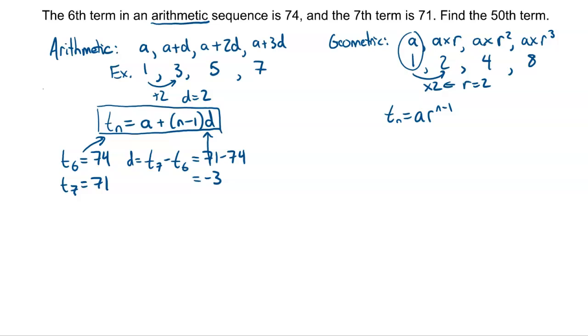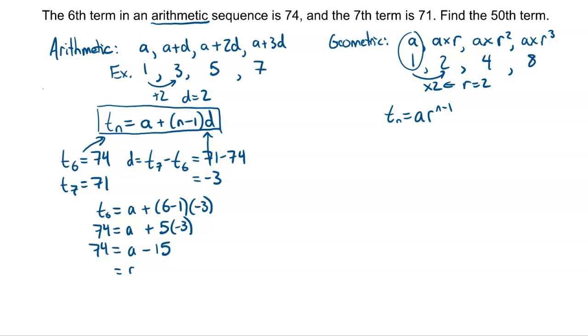So now we can go ahead and we can substitute the information from term 6 equals 74 and that d value into the equation, and the fact that we know everything except a means we can solve for a. So term 6 is equal to a plus 6 minus 1 times negative 3. Now that sixth term is 74, so we can also sub that in. And so it's a plus 5 times negative 3. Well, that's just a minus 15, that's equal to 74. And so if we add 15 to both sides, we can solve that for a, and we get that a is equal to 89.